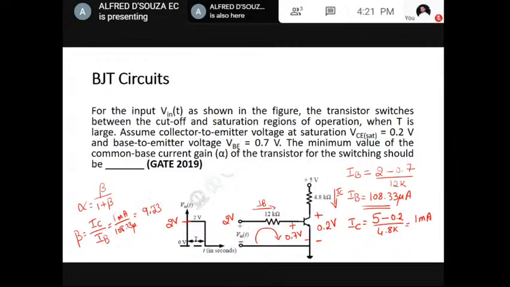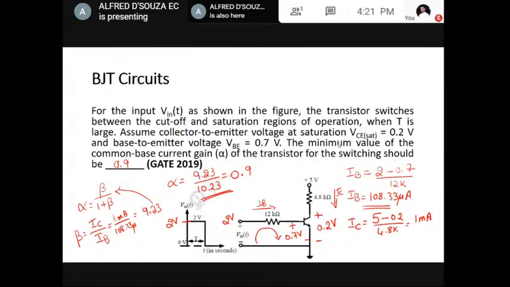Now put this beta value in this particular equation. So alpha is 9.23 by 10.23, which will give you a value of 0.9. Up to whatever precision they have asked, you'll have to calculate and round it off appropriately. So the value of alpha is 0.9. The minimum value of alpha is 0.9.